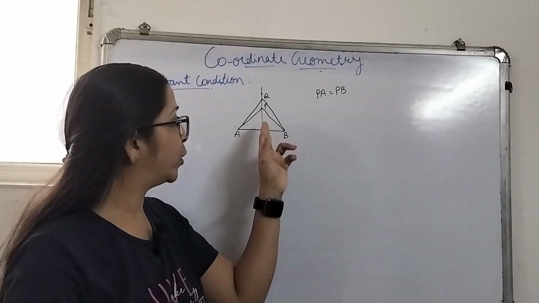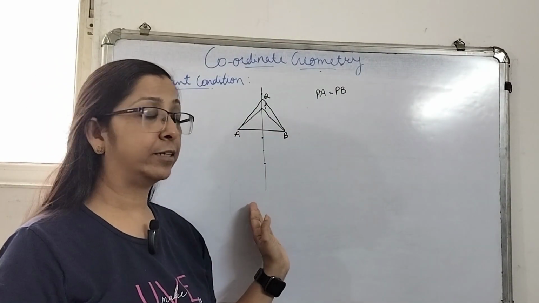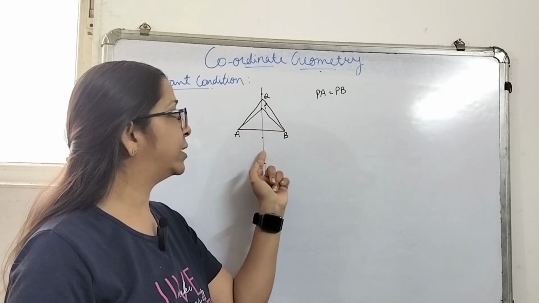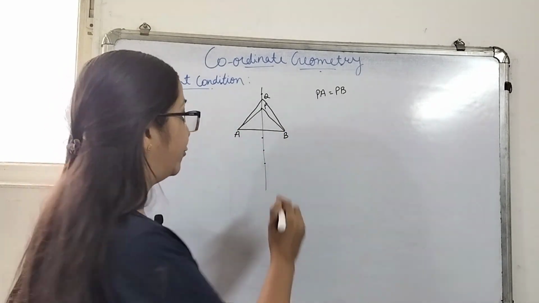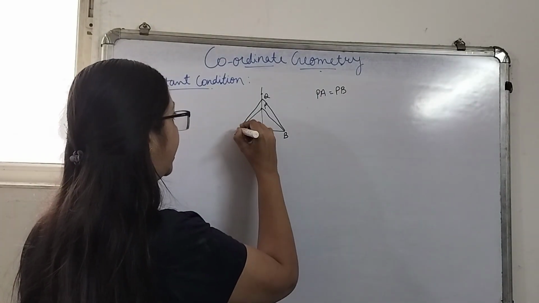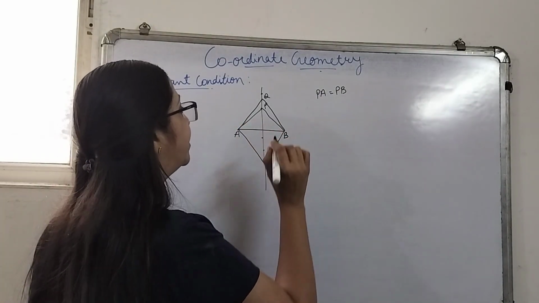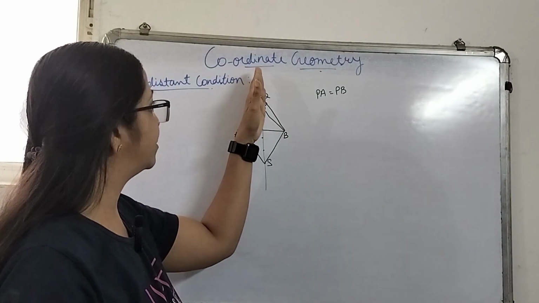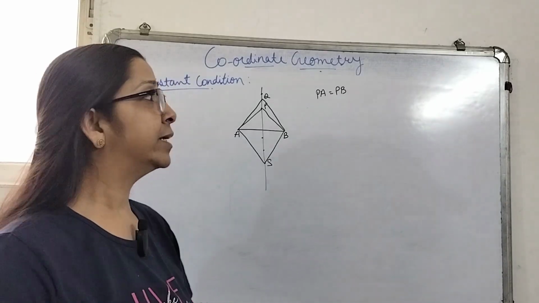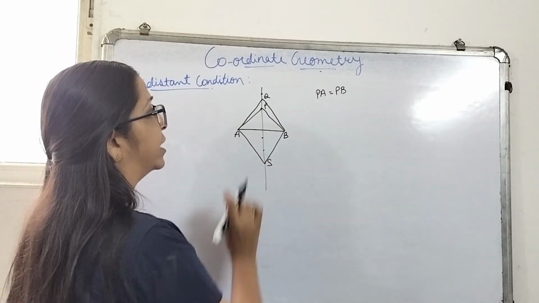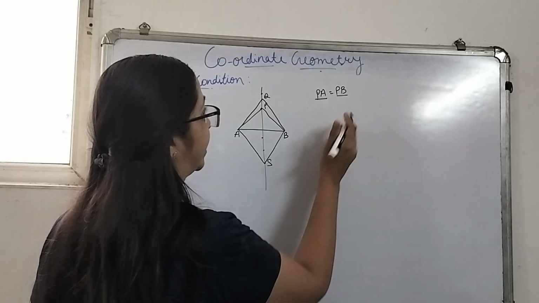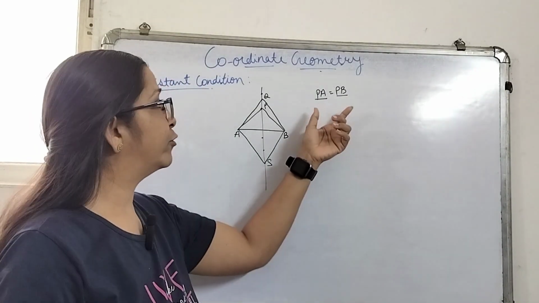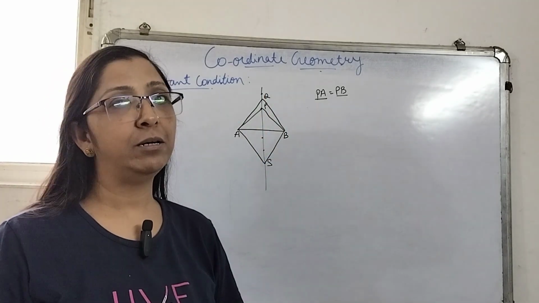That means for whatsoever points lying on this perpendicular bisector, the distance from the point to both the endpoints of the line segment will be equal. If it is point S, then AS will be equivalent to BS. So if we want the equation for the perpendicular bisector, then, considering the point as P, if we equate PA equal to PB, whatsoever equation we get will be the equation for the perpendicular bisector.